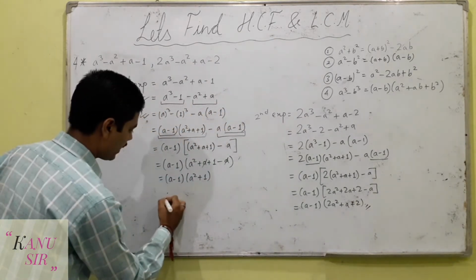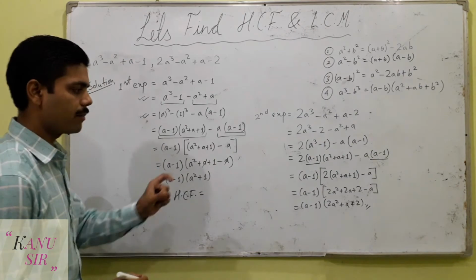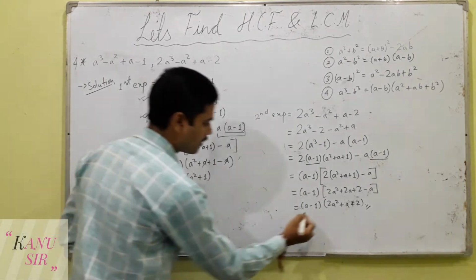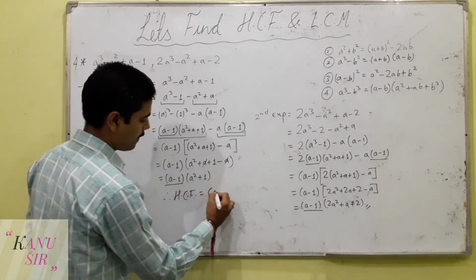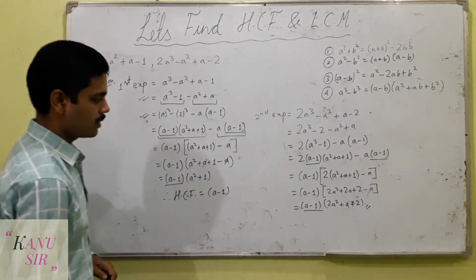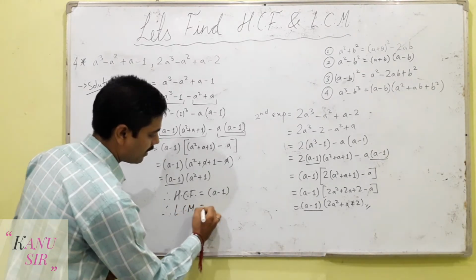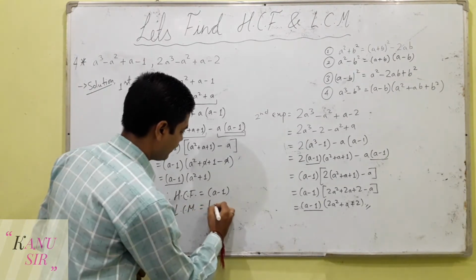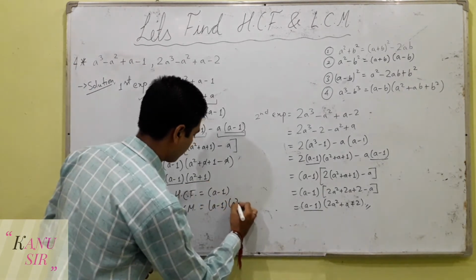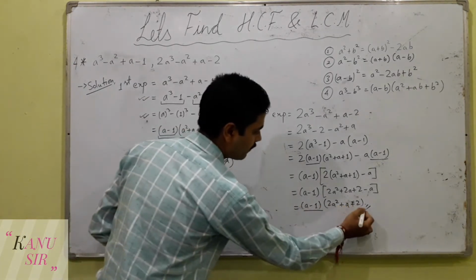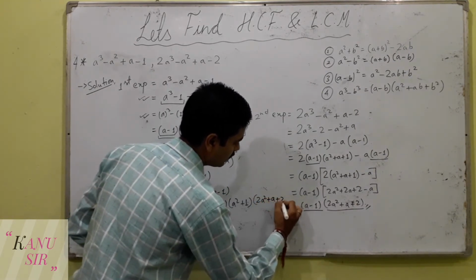Now we have to find the HCF. HCF means the common factor in both. The factor which is common in both the expressions is a minus 1, just that. And now for LCM you can write first the HCF and the remaining factors, like a square plus 1, and the remaining factor here, that is 2a square plus a plus 2.